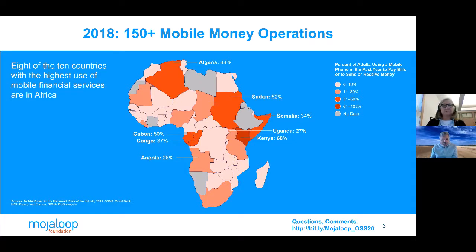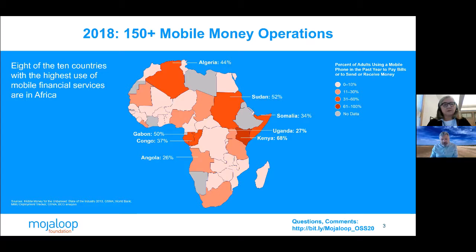There were in excess of 150, and today actually more than 200 mobile money operations across Africa, as well as in South Asia. And you can see here some of the statistics, but it is, for example, impressive that in Kenya, 68% of adults, in fact even more today, use mobile money daily. And you can see some other impressive numbers showing again how digital technology can serve in connecting and increasing financial inclusion.